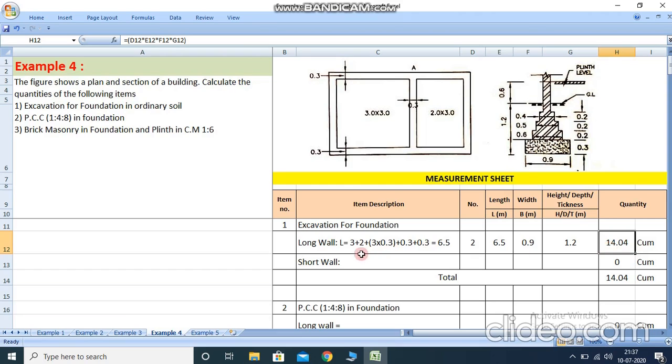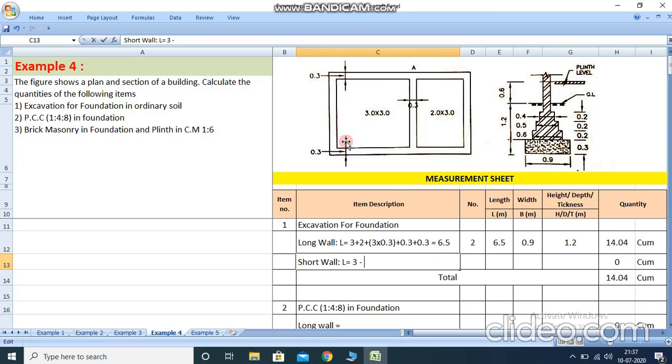Now we start a short wall excavation. So in a short wall excavation, we find out the total length L is equal to, here inner wall to inner wall distance is given 3 meter. Clear? So write here 3 minus, why minus?